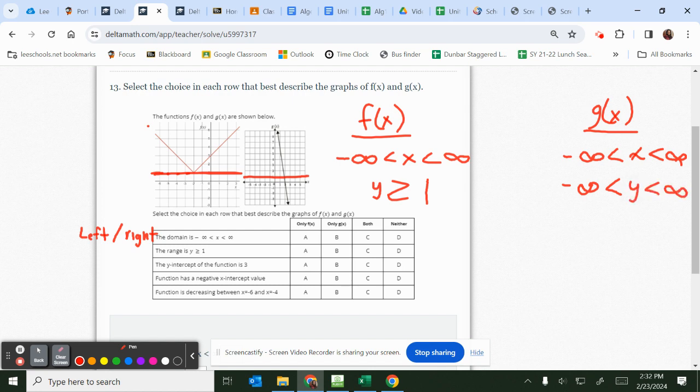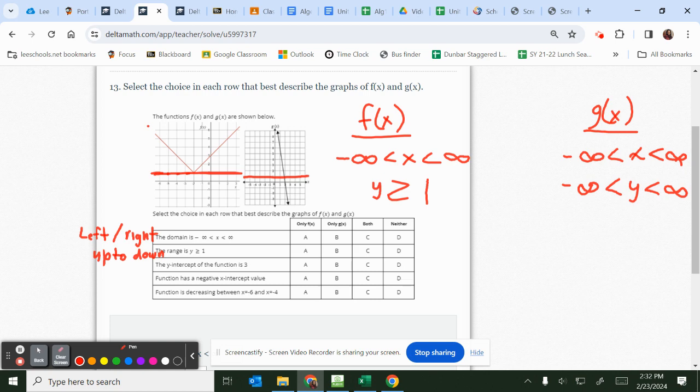Remember, range is your y values, so for range, you look from up to down. When we look from up to down for g of x, it went all the way up and all the way down, so it went from negative infinity to positive infinity. F of x did not go all the way down. It only went down to 1 and turned back.